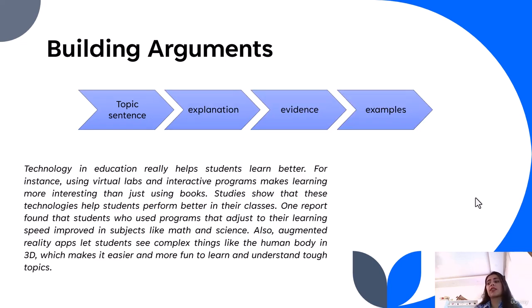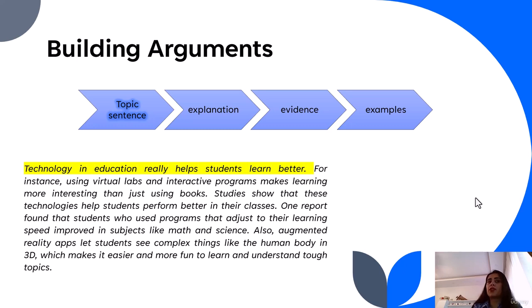A topic sentence clearly states the main idea of a paragraph and sets the direction for the sentences that follow. In the context of our essay on technology in education, a topic sentence like "Technology in education really helps students learn better" immediately informs the reader about what the paragraph will discuss. This sentence should be direct and encapsulate the core argument of the paragraph.